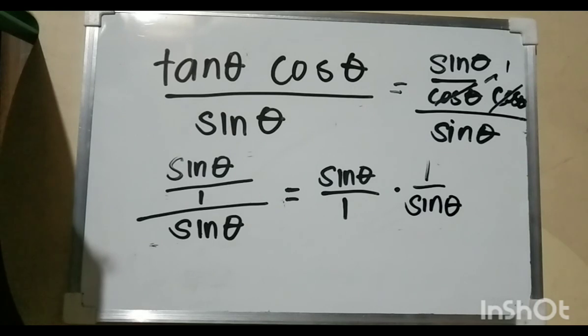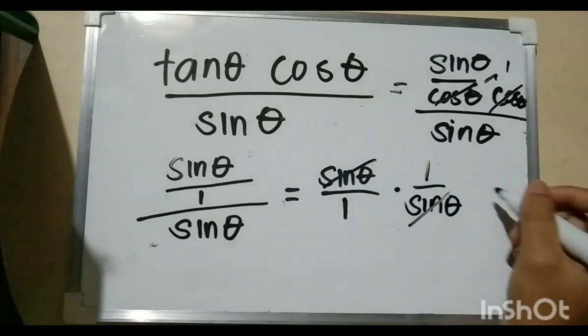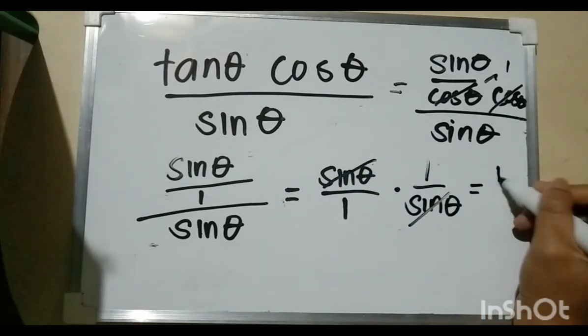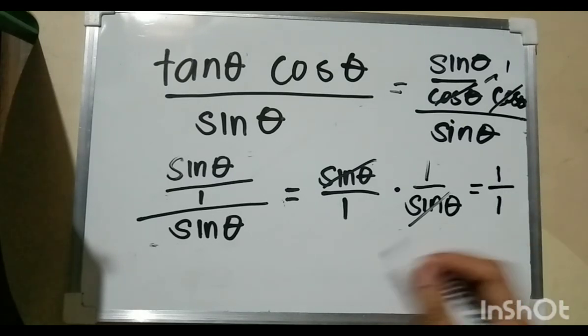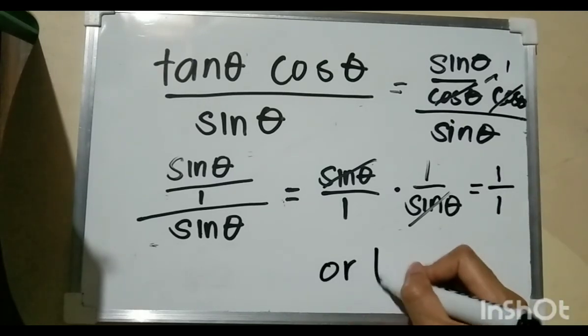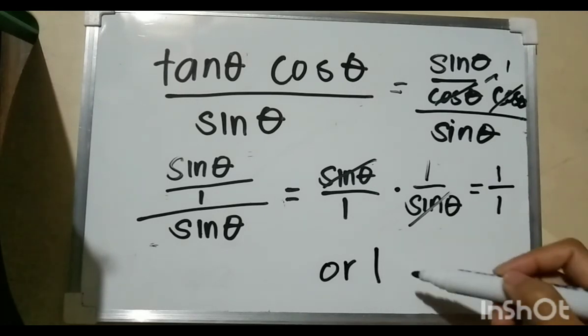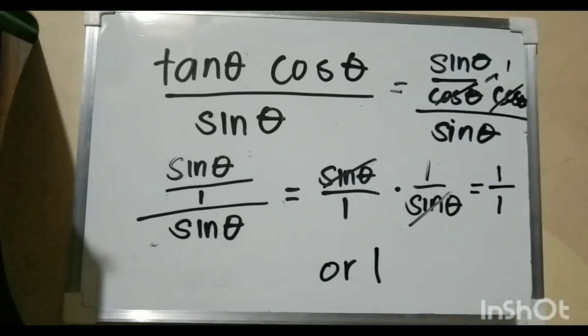Now we can cancel the sine theta. This will become 1 over 1, or positive 1. So the answer is 1 over 1, or positive 1. So that's the first example. Now let's proceed to the second example.